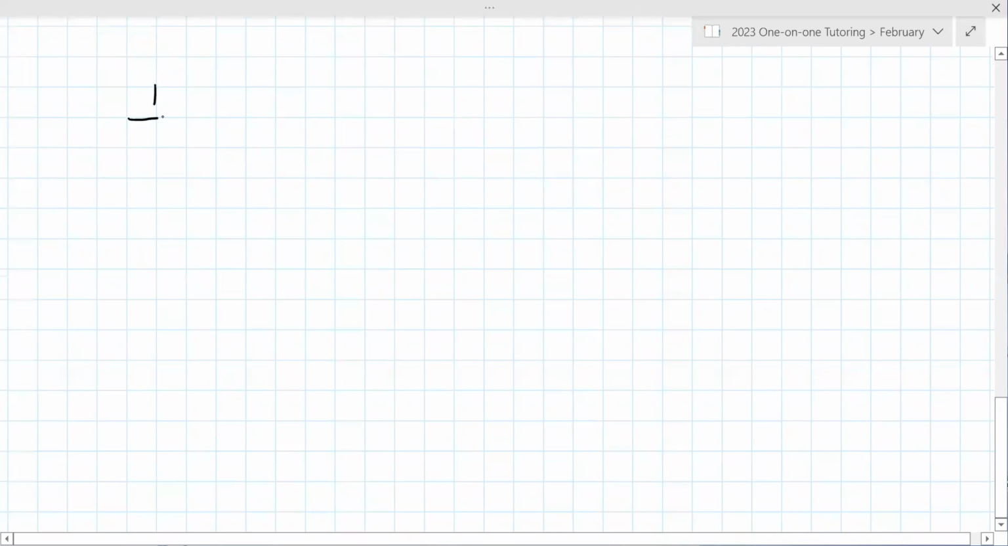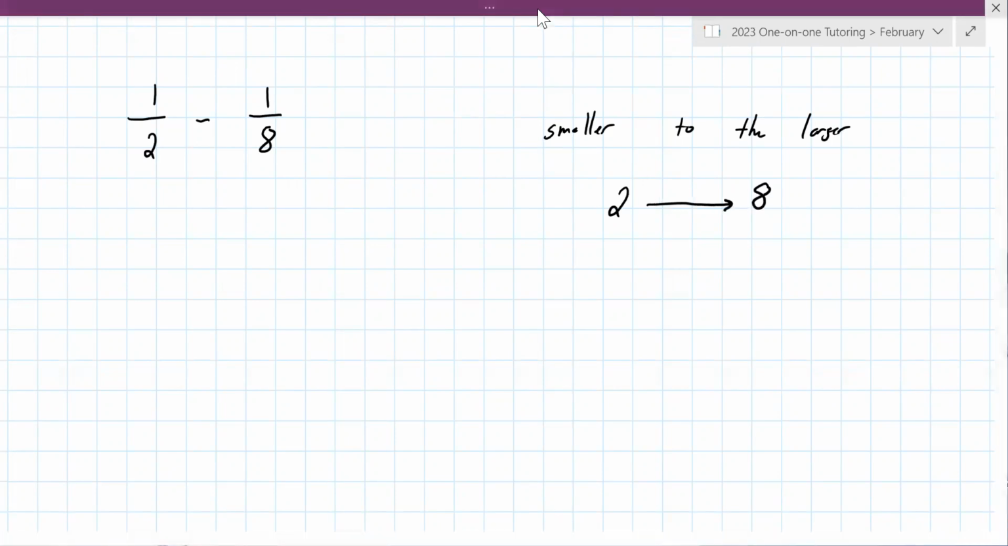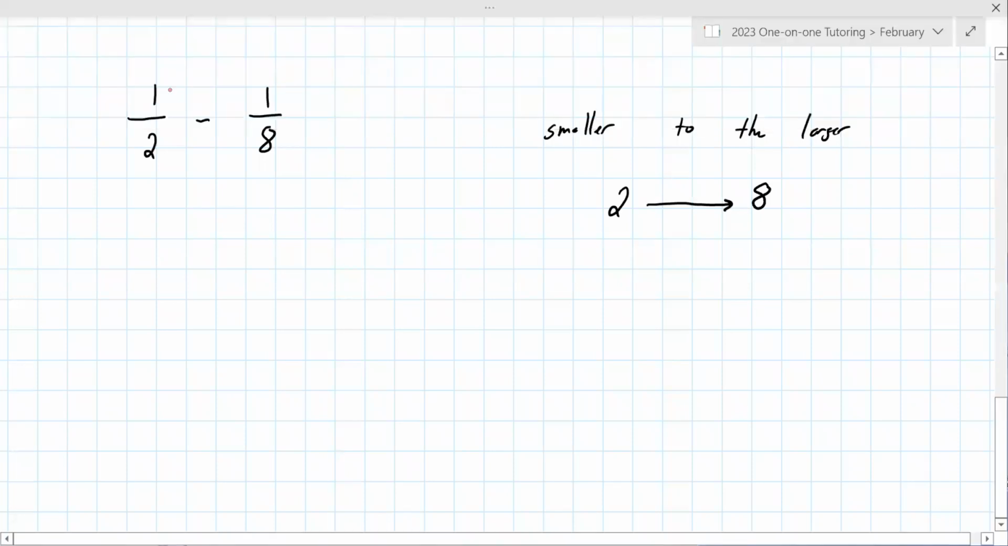So let's do 1/2 minus 1/8. Okay, so again, you want to go from the smaller bottom to the larger. So we want to turn the 2 into an 8. How do we turn the 2 into 8? What do you multiply by to turn the 2 into the 8? By 4. Very good. So you're going to multiply the top and bottom by 4. Okay.